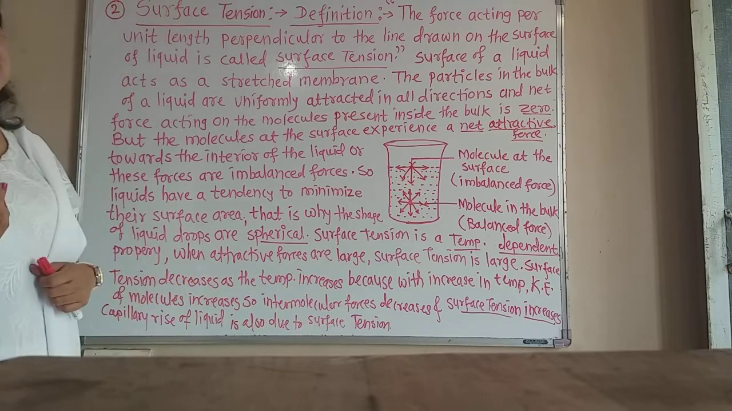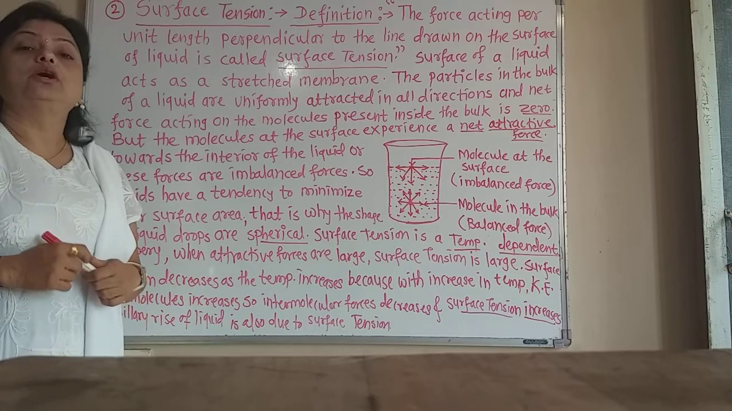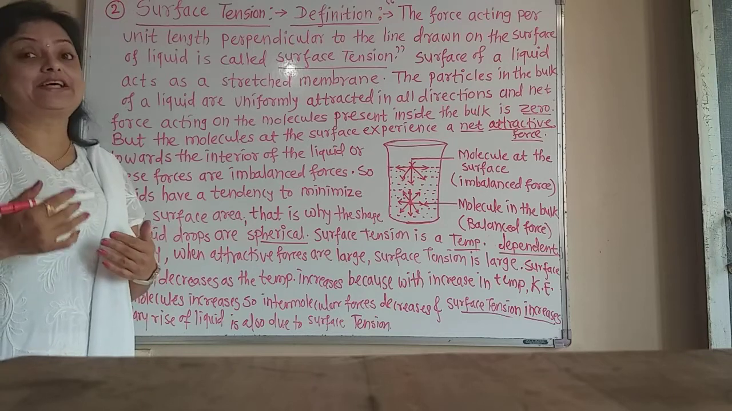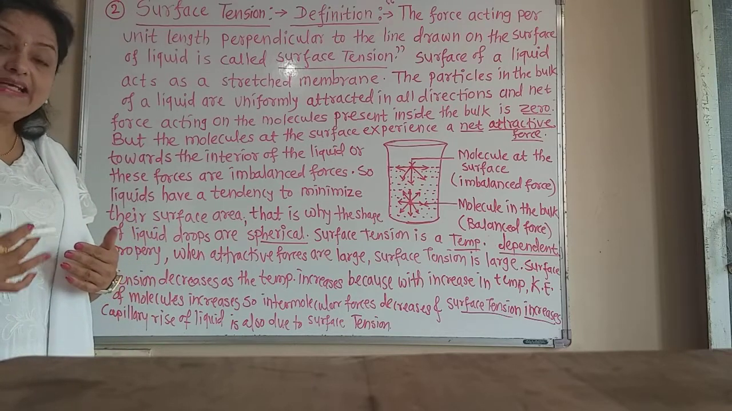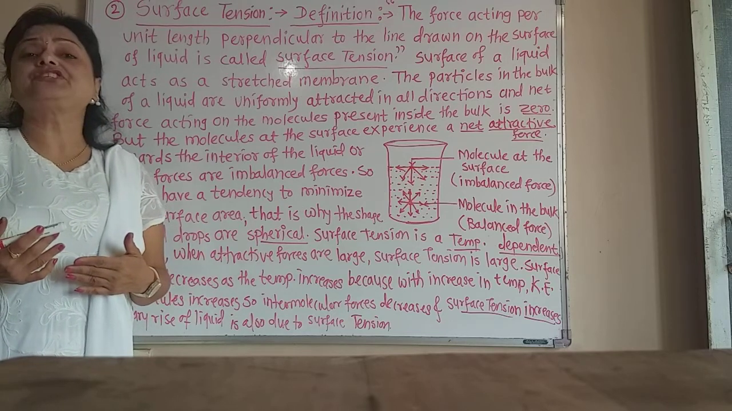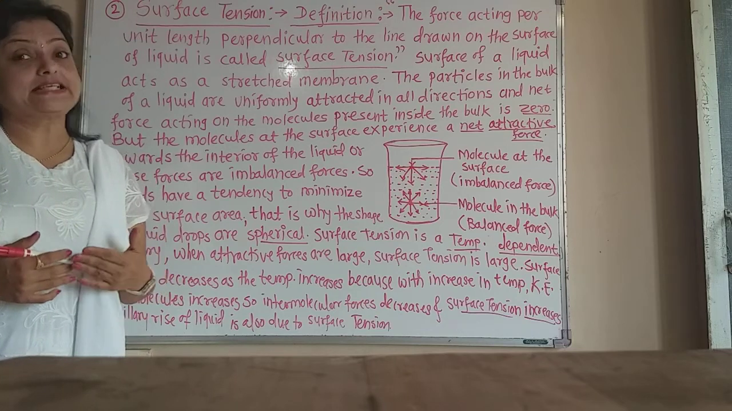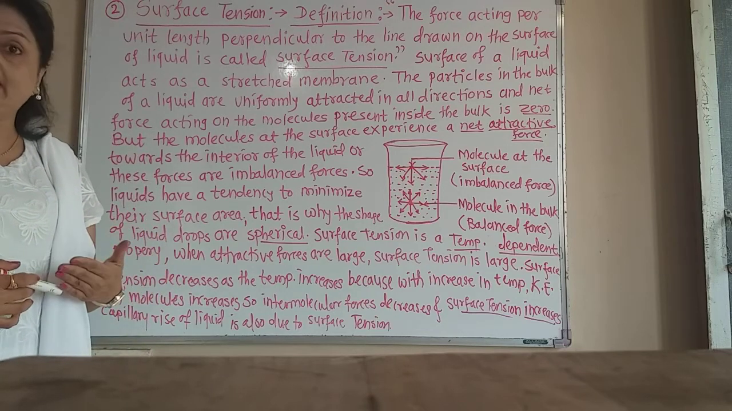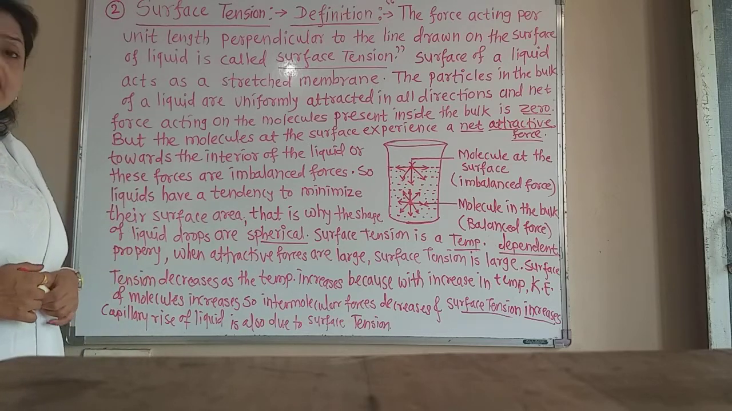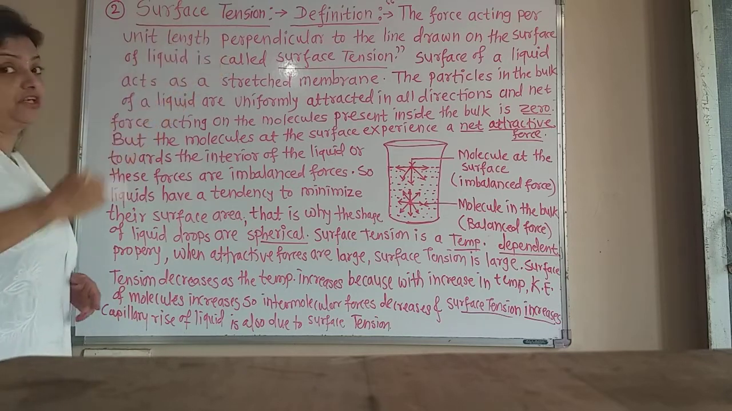Now, in the last lecture I told you about the vapor pressure of liquids. The pressure exerted by the vapors of a liquid on the surface of that liquid at equilibrium, when the rate of vaporization and the rate of condensation become equal, is called the vapor pressure. Now today we are learning the second property of the liquid, that is the surface tension.